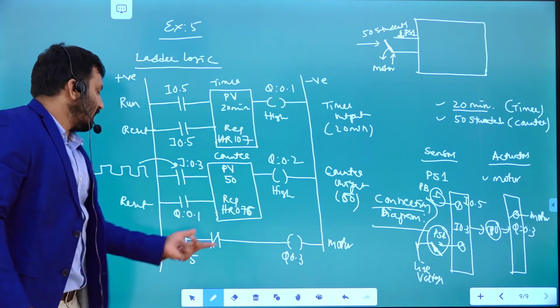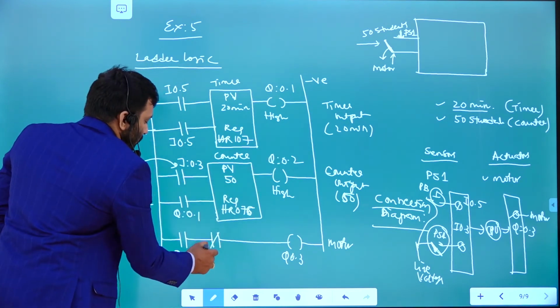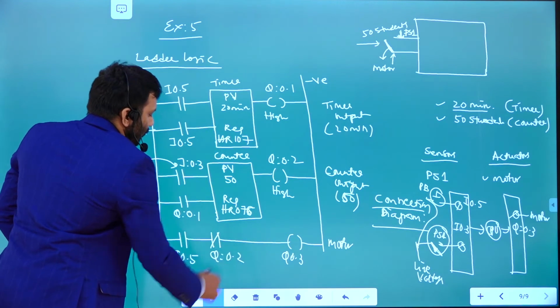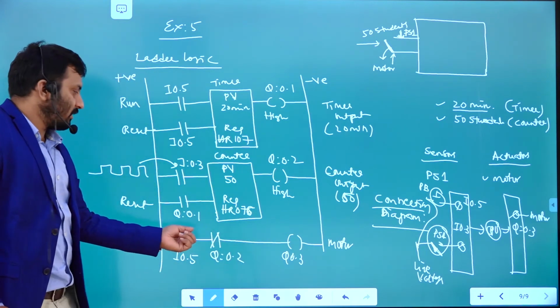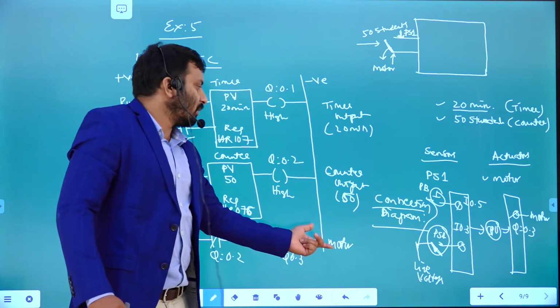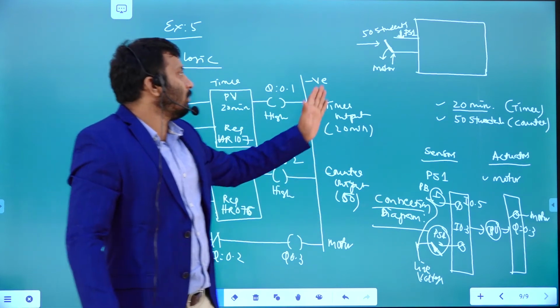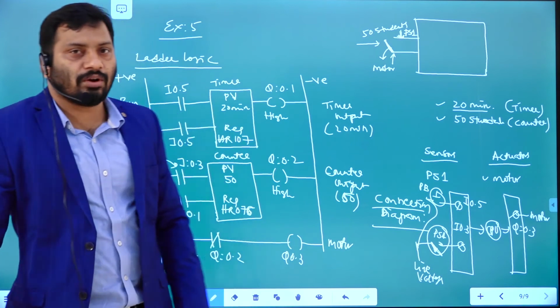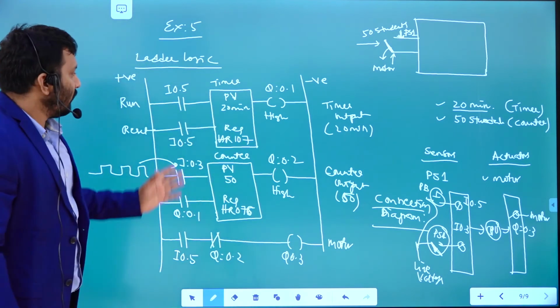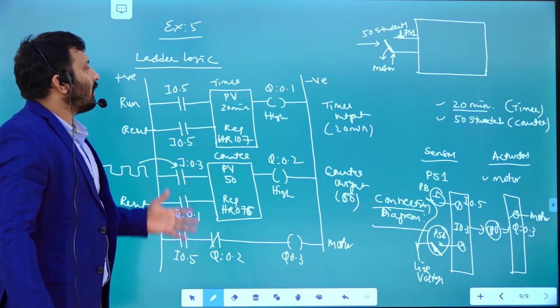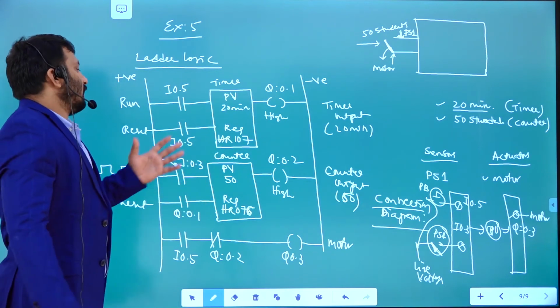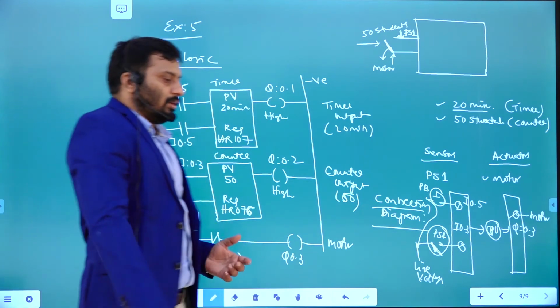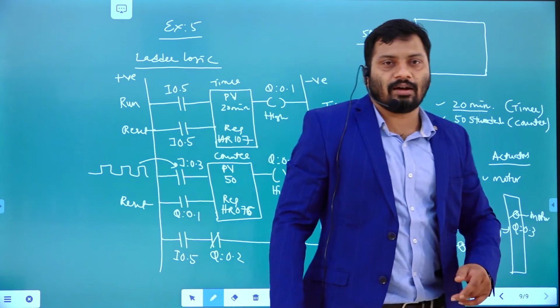Once it is high, what will happen? If you give the same address here, Q 0.2, this normally closed contact is going to open, and this motor is going to be off, meaning the door is going to be closed. So like that, we can write a program by using timer and counter. These two examples are like this.